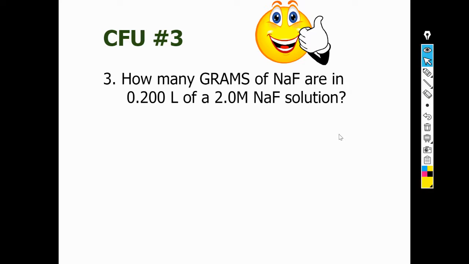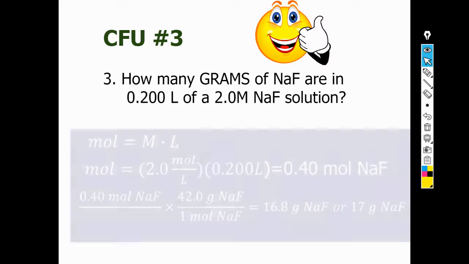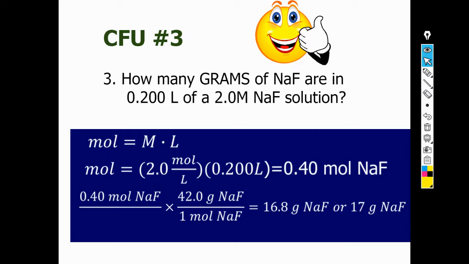Okay, let's look at CFU number 3. It says how many grams of NaF are in 0.2 liters of a 2 molar sodium fluoride solution. So now we're looking at grams. We need to get to grams, but the equation doesn't have grams in it. However, moles and grams are related to each other. So we're going to have to figure out how many moles of sodium fluoride, NaF, are in the solution first. We do that with our molarity equation again.